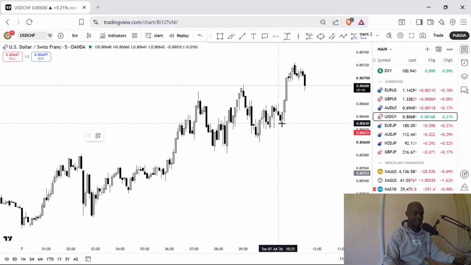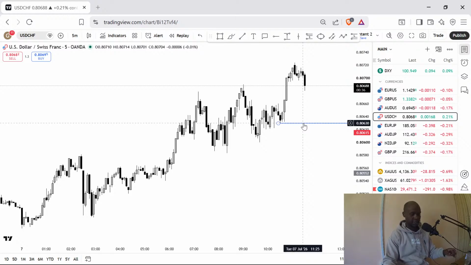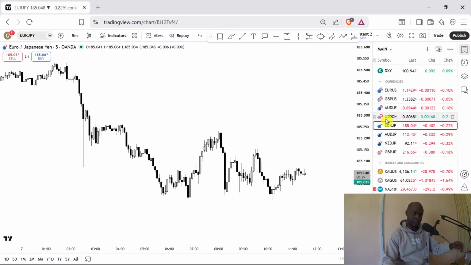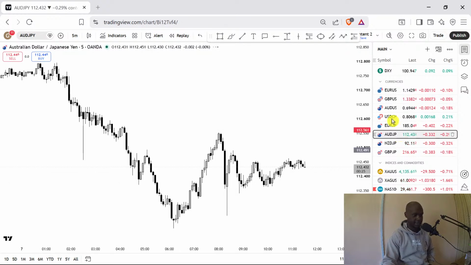But I would have to wait until we break this low before I can continue. I can consider taking shorts and short entries. I'm not looking for longs on USD CHF. Euro JPY, nothing here. So let me just mark this as something to look out for.